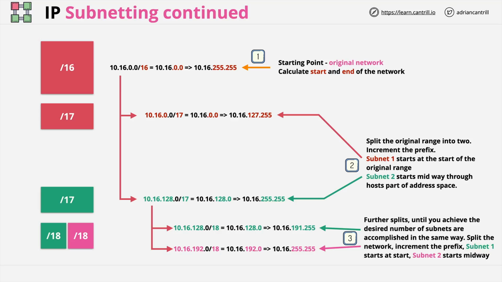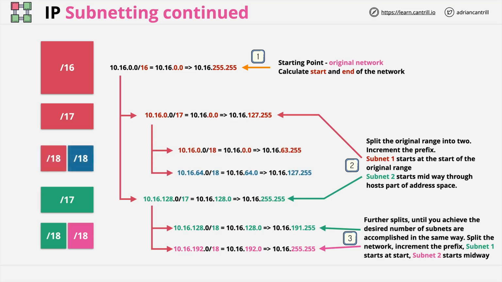And we can do the same process with the upper subnet, so 10.16.0.0/17, so the network in red, we can split that range in half, creating 2 smaller networks. We've got 10.16.0.0/18 and 10.16.64.0/18.